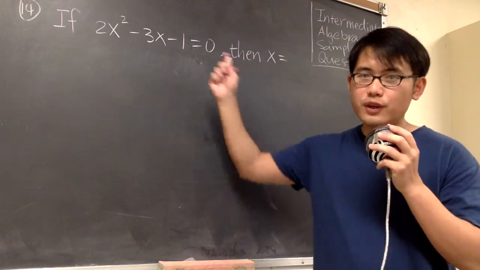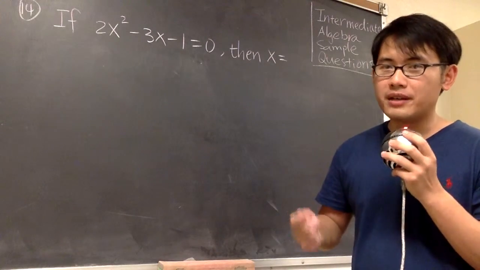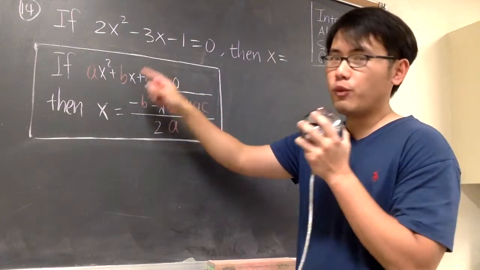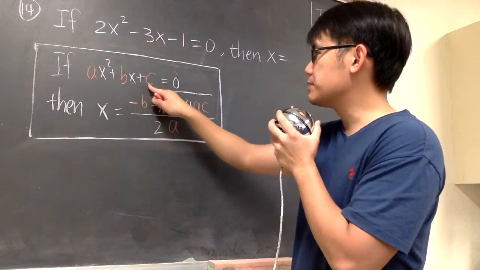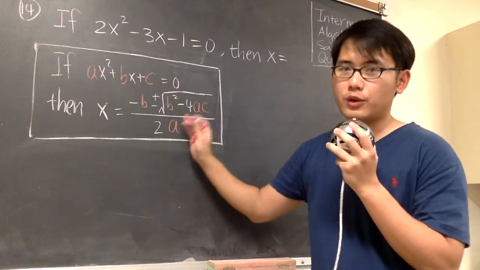So, to solve a quadratic equation where this is not factorable, we have to use our secret weapon, the quadratic formula. It says if we have a quadratic equation in this form, ax squared plus bx plus c is equal to 0, then the x value is given by this formula right here.